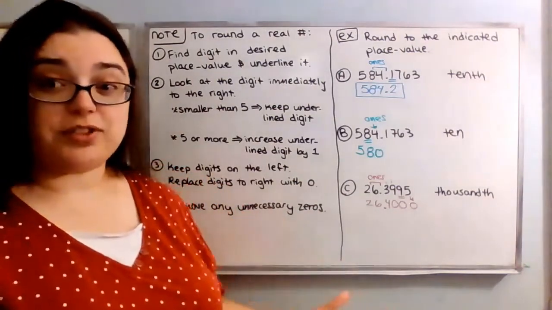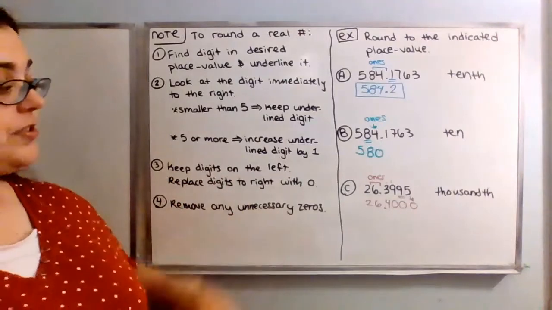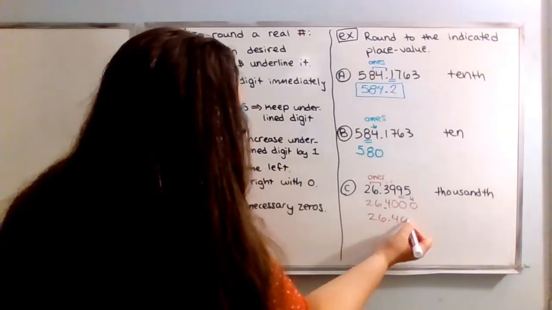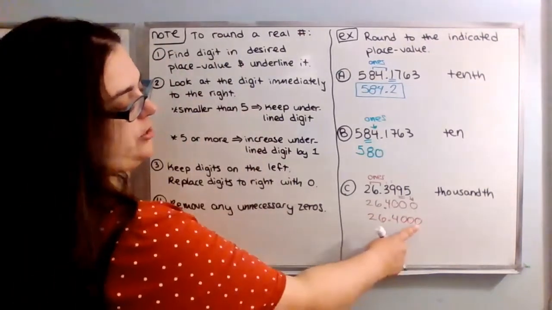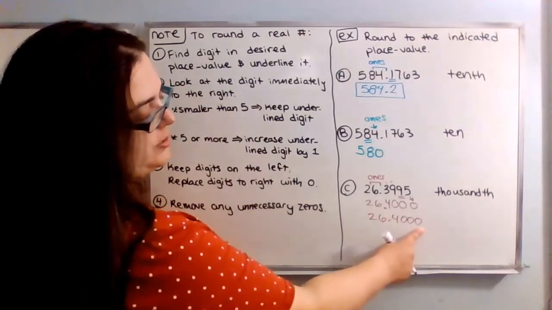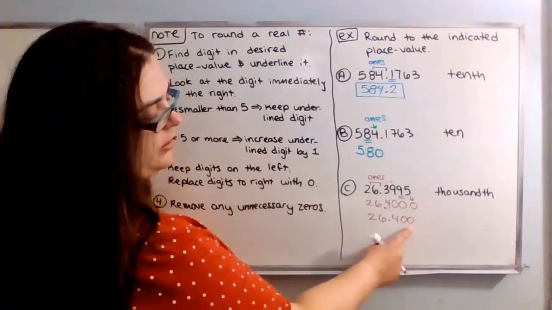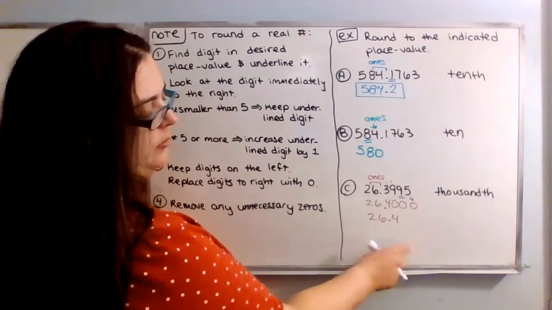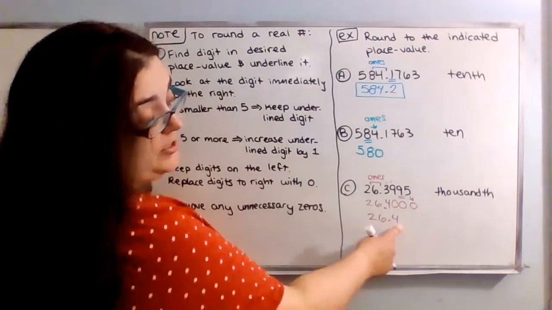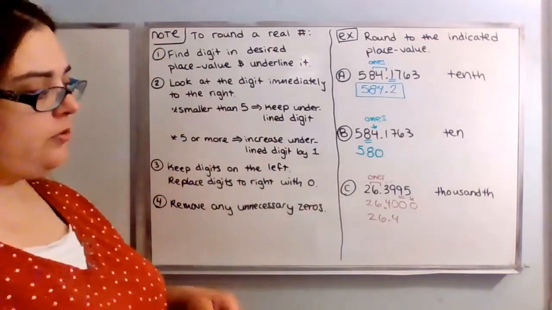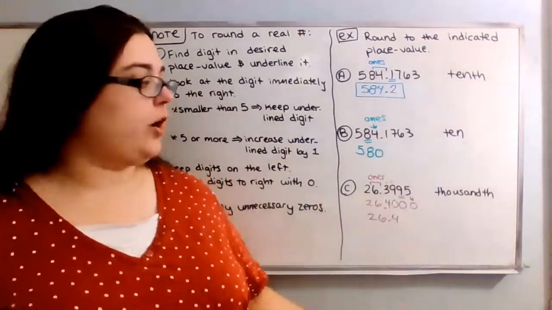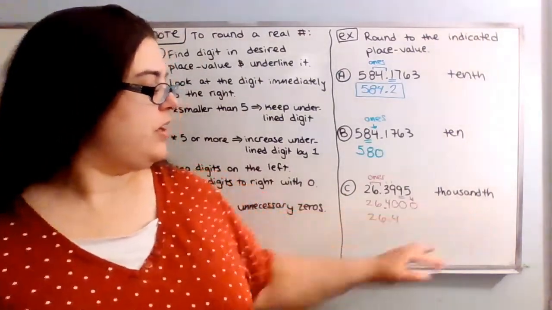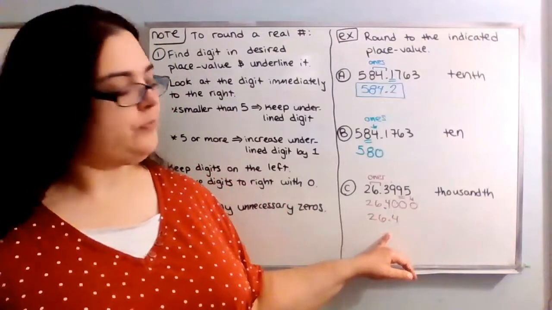All right, then to finish, we have to get rid of all the unnecessary zeros. So I'm going to rewrite this one here. This 0 was all the way to the right of a decimal point on the end, so we can get rid of it. Same thing, we can get rid of this one, and we can get rid of this one. But we need the 4 because it is not a 0, so we need to keep it. And there are no zeros for us to worry about anymore. So 26.3995 rounded to the nearest thousandth is going to be 26.4.